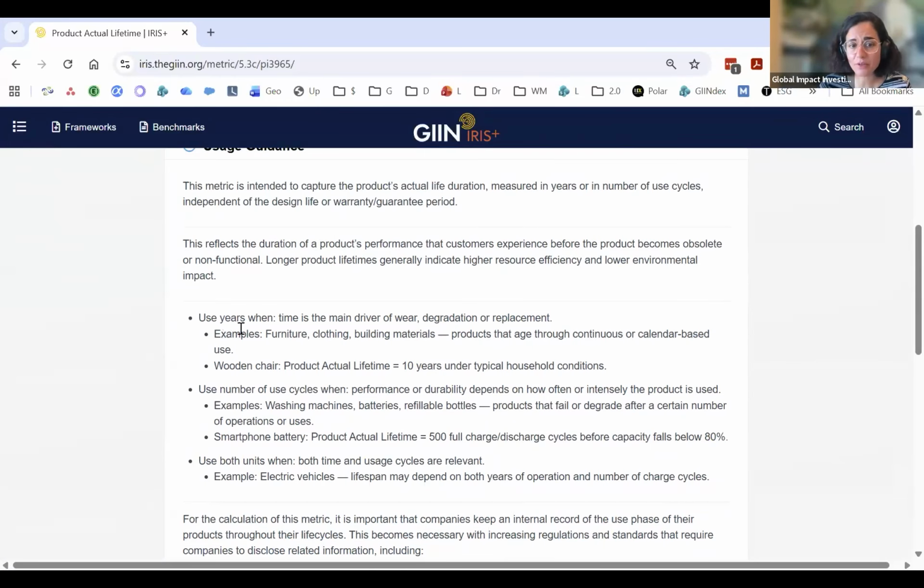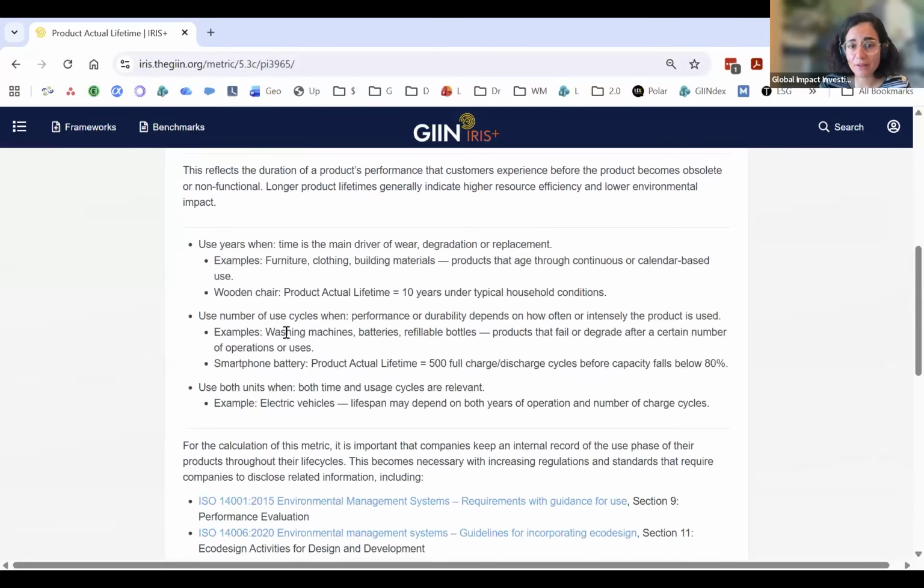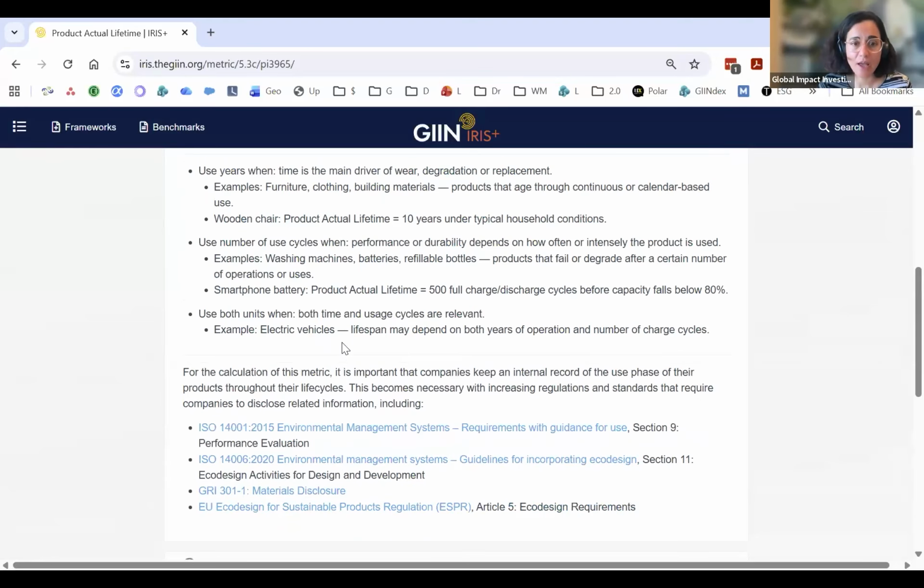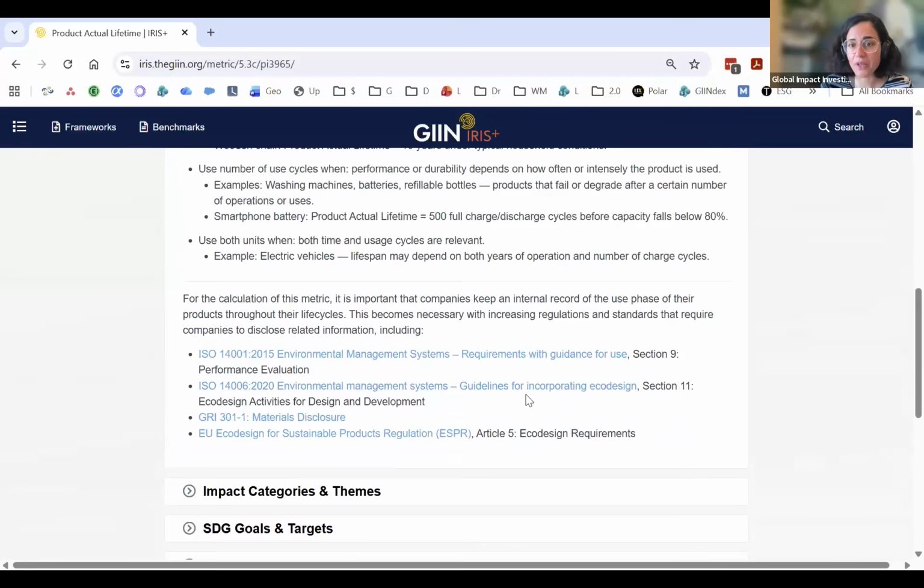So use years or use number of cycles: use years when time is the main driver of wear, degradation, and replacement, such as with furniture. Use number of cycles when performance or durability depends on how often or intensely the product is used. So washing machines, batteries, and others. And further down, you will find the alignments. So which are the other known standards that utilize this metric, so that you can look further for your reference into those.